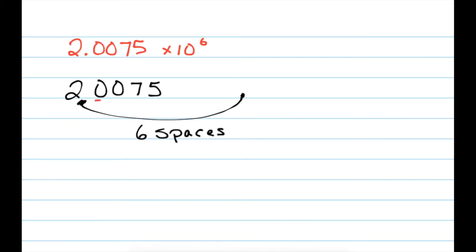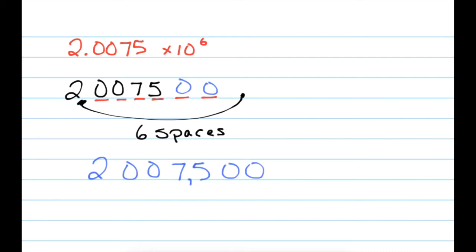Well, here's 1, 2, 3, 4 spaces. We need 2 more. And the only thing we can fill that with is zeros. So our number in standard notation will be 2007500, and if we place our commas, we'll see that we come up with 2,007,500.